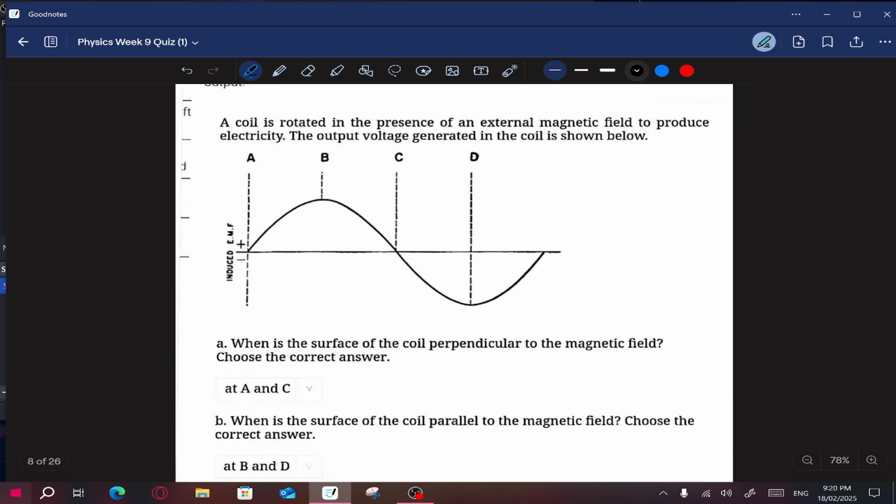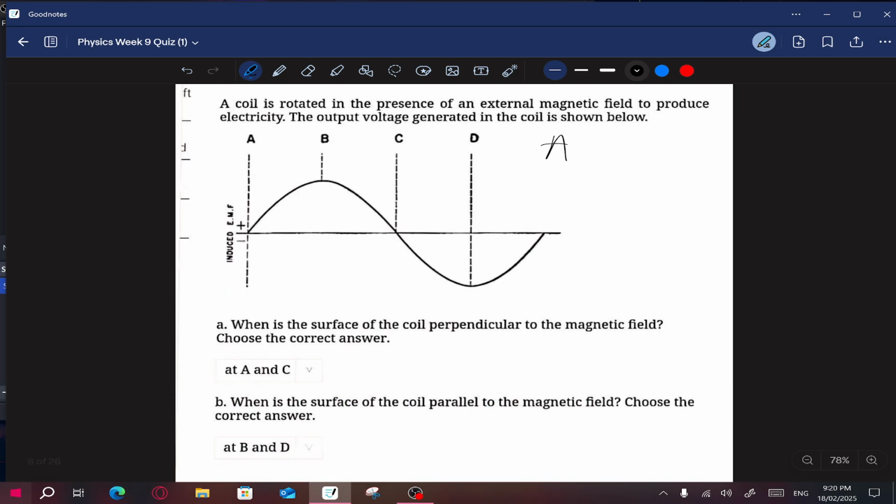The output voltage of the coil is shown below. This is an alternating current, as I've said many times. When is the surface of the coil perpendicular to the magnetic field? Remember, perpendicular, so like this, means the magnetic field, by the way, it's always been the magnetic field. Even in the first question, remember, it was going down like this, and it was horizontal, it made 90 degrees. That means that it is going to be 0, because remember, cosine alpha, which would be 90, cosine 90 equals 0. So we're going to look for the point where the current is 0.